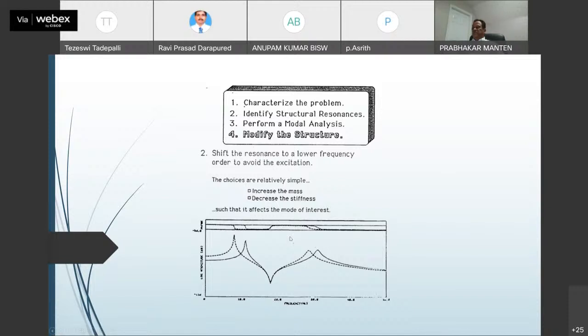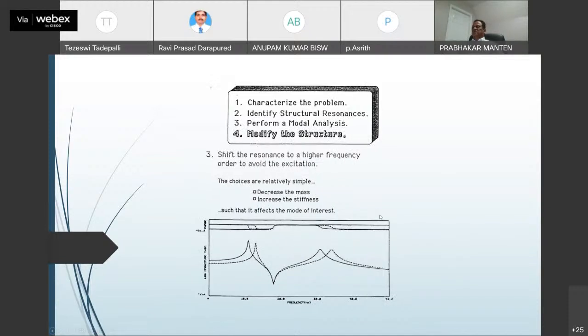Be careful in the process that you don't hit the resonance mode of interest, or shift the resonance to a higher frequency, if possible. Sometimes one or the other is not possible; removing mass may not be possible for a system. Okay, then increase the stiffness. Okay, if possible to do both, fine.